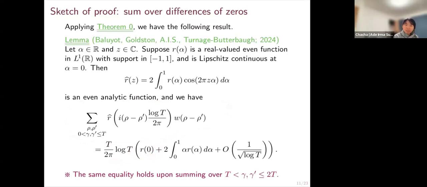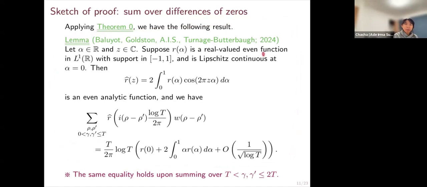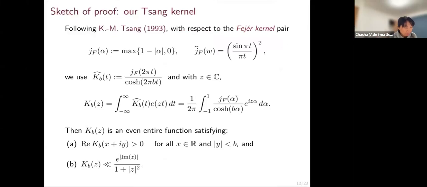Anyhow, I wrote this for zeros between 0 and T because I'm only citing the lemma from our previous paper. But if you change this range to between T and 2T, you still get the same asymptotic. I've simplified what I wrote here a little bit, but basically this is what we said even in the upcoming preprints. Okay, now I'm gonna choose a kernel.